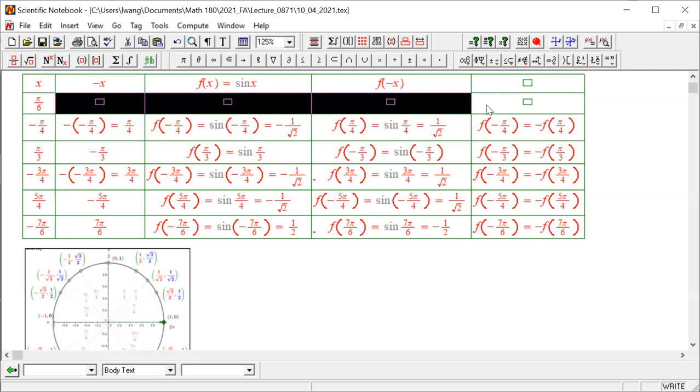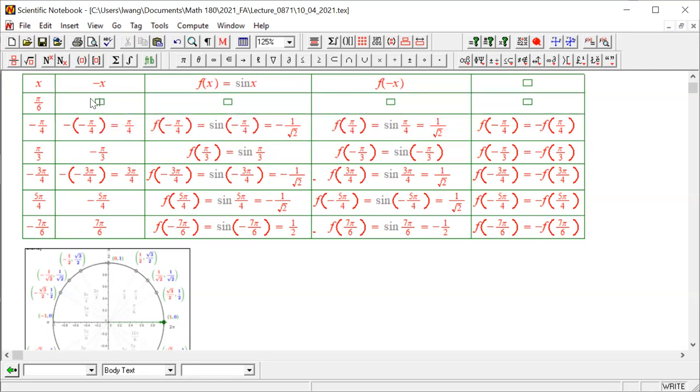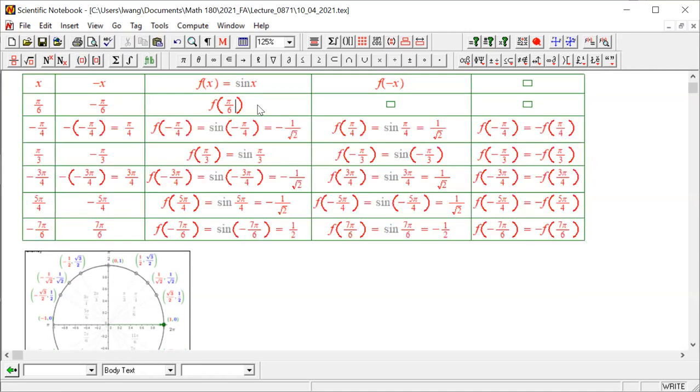I saved the easiest for last. Do you guys get this one? This is negative pi over 6, right? This would be pretty easy for you. So f of pi over 6 equals sine of pi over 6. You guys need to practice writing these notations, okay? I cannot go to your house to check on you, but if you practice writing these notations, you're going to get points. May not be in this class that much, but you're going to get a lot of points in the next class.